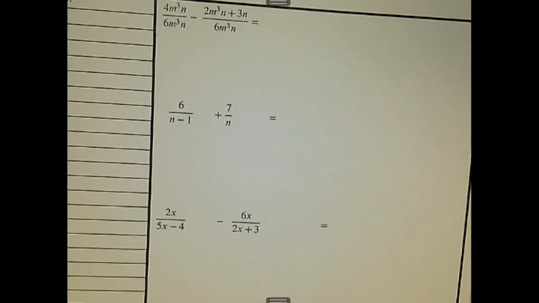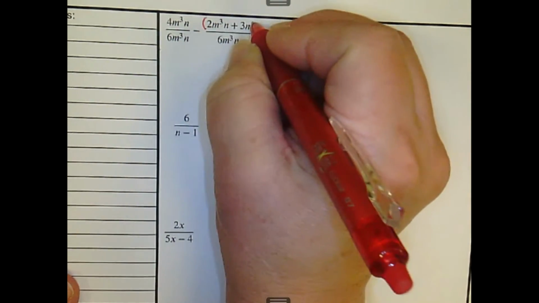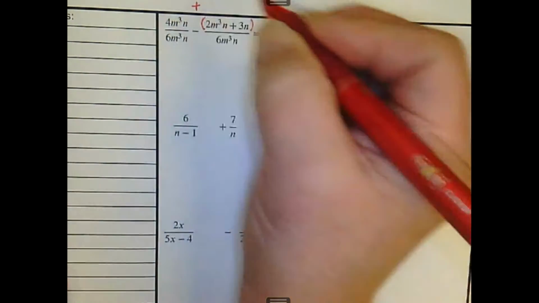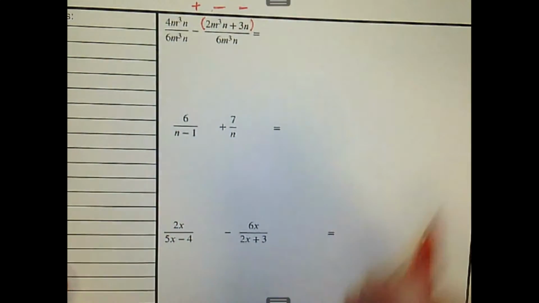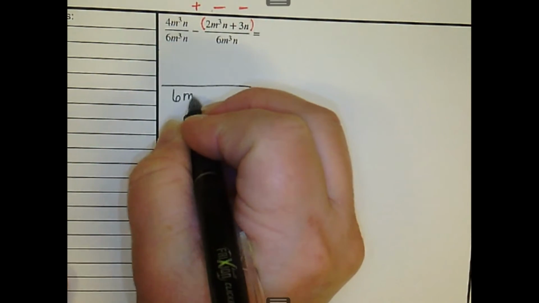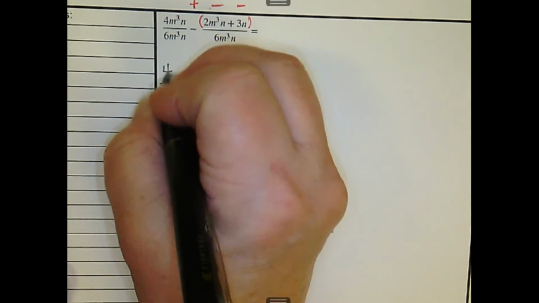Okay, the same thing happens when we subtract. We have to have that common denominator. I've got a common denominator. But to be able to subtract, just like what we did before, I want to add the opposite. This becomes plus, this becomes minus, this becomes minus. I've still got the same denominator. Okay, so the 4m to the third is not going to change.